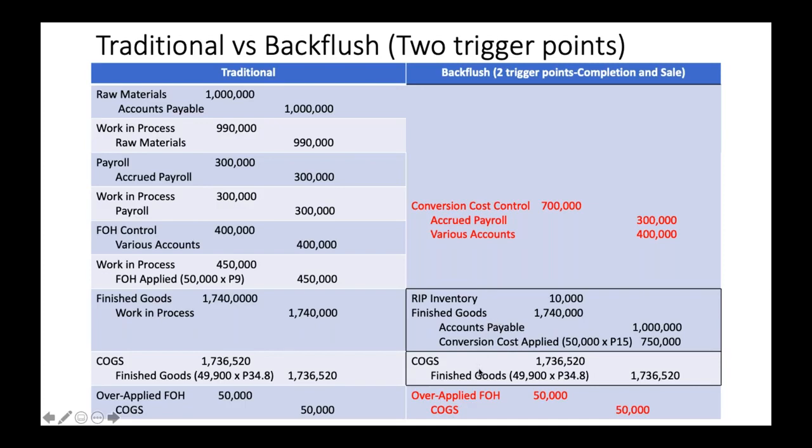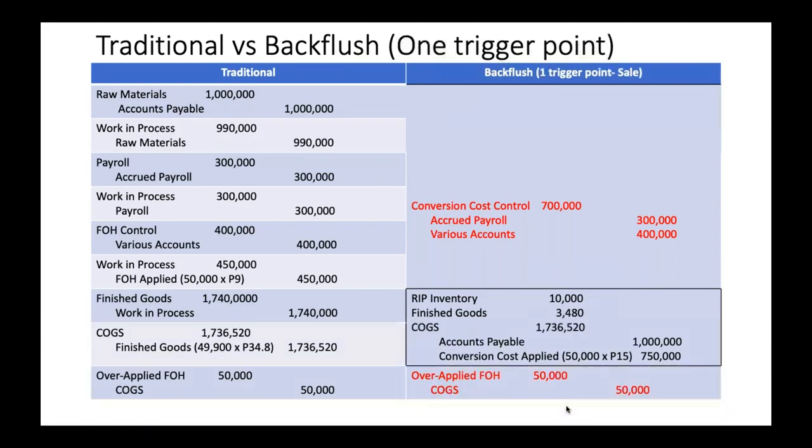Okay, and then upon sale, debit cost of goods sold, and then credit finished goods. And then we do backflushing of cost. This is applied, so therefore there is an actual cost, and then compare the actual to the applied, and then we do closing to cost of goods sold. Now for one trigger point, and that is only upon sale. Upon purchase, upon production, we will not make an entry. We will make an entry only upon sale of the goods that we produce.